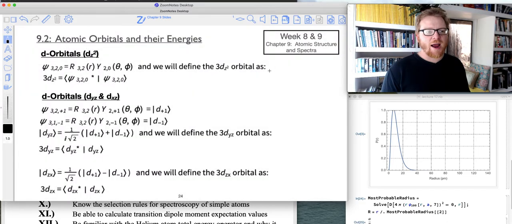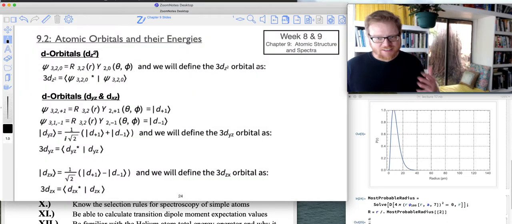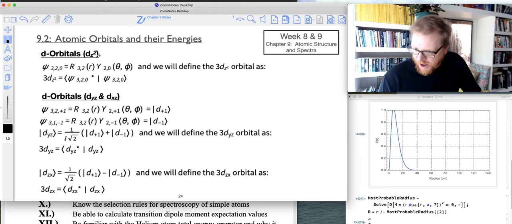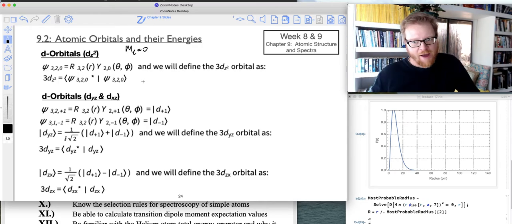I'm going to very quickly describe the d orbitals because it's the same situation that's going to manifest. Okay, so dz squared, right? The z component, special for ml equals 0, we define as psi32 0, which is going to be made up of r32 and y20. And because there's no uncertainty situation with the z-axis, specifically the 3dz orbital will now be defined as psi320 star psi320. Brilliant. Then we'll have the dz squared orbital, which I'll show you a picture of here soon.